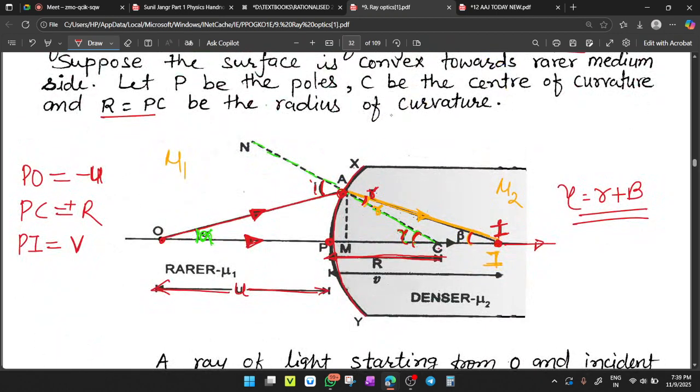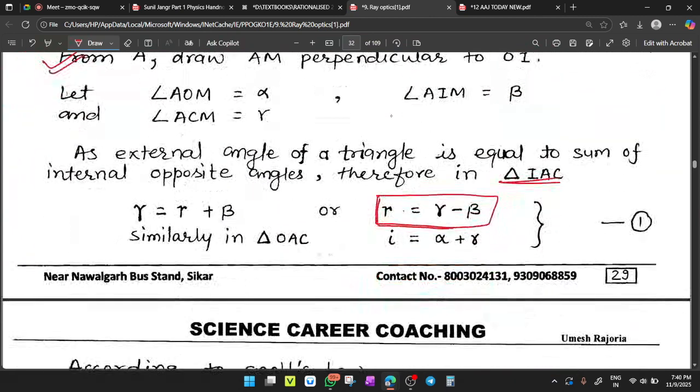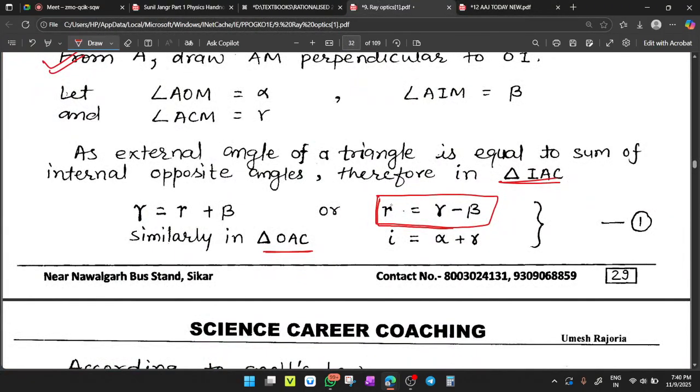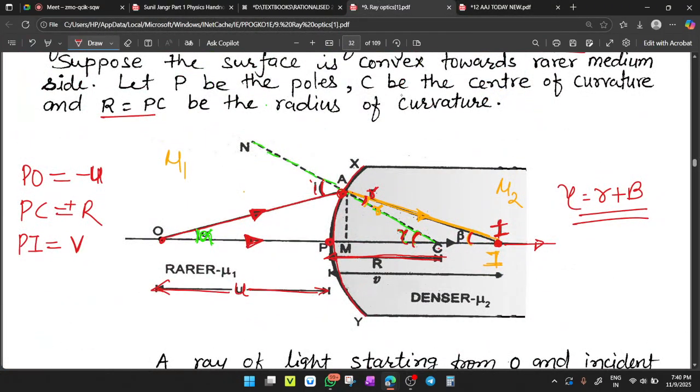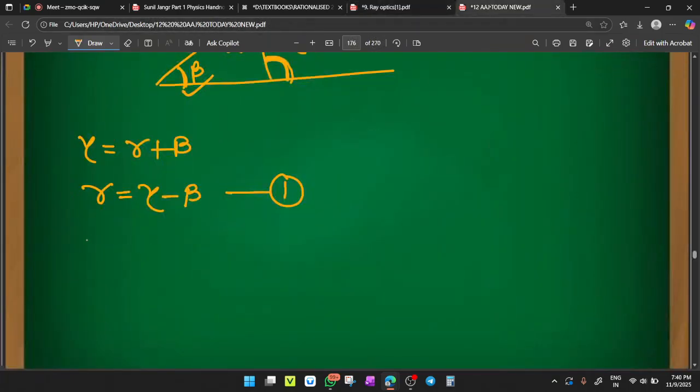Now take the another triangle, triangle OAC. In triangle OAC, we can say here i is the exterior angle. You see this one angle is the exterior angle and the two interior angles are this alpha and this angle OAC, so gamma. Clear or not clear? So i is equal to alpha plus gamma. So i equals alpha plus gamma. Clear or not clear? So you can write i equals alpha plus gamma.